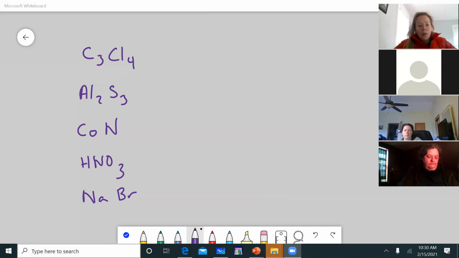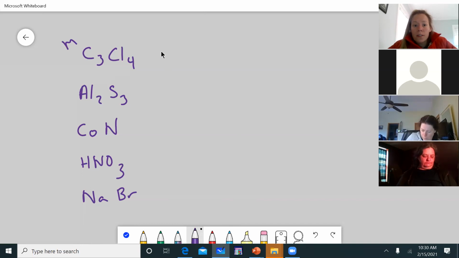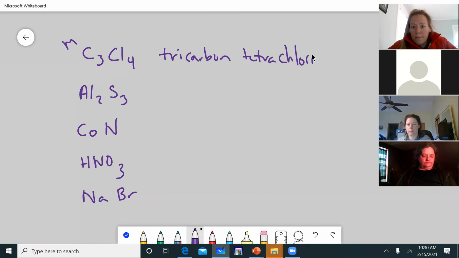All right, so all kind of jumbled together. I think the most important thing, people will get the system, but they will mix up rules. So you got to ask yourself, what is this? So this first thing, this is molecular. So no need for flip-flopping. This is just prefixes. Tri, carbon, tetra, chloride, and you're done. Second one here, ionic, because this is a metal and it's type 1. So I don't need any Roman numeral. I'm going to say aluminum sulfide.